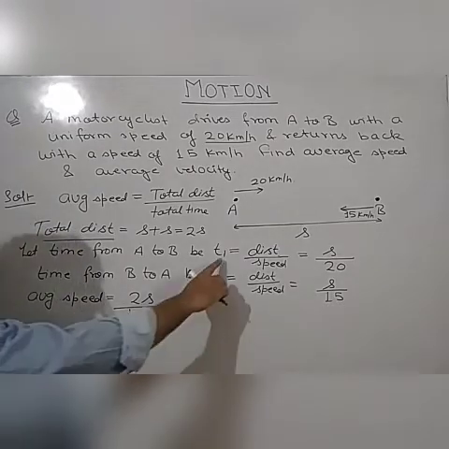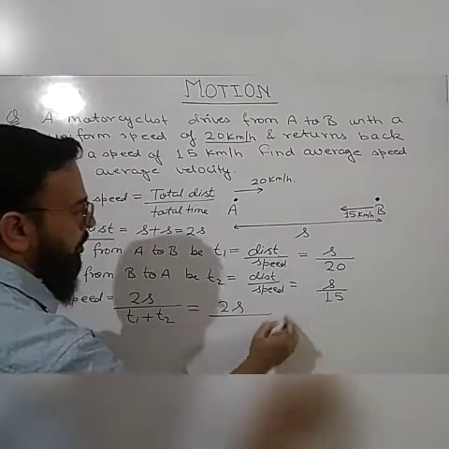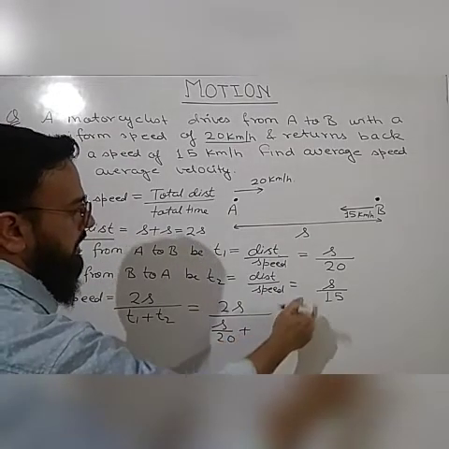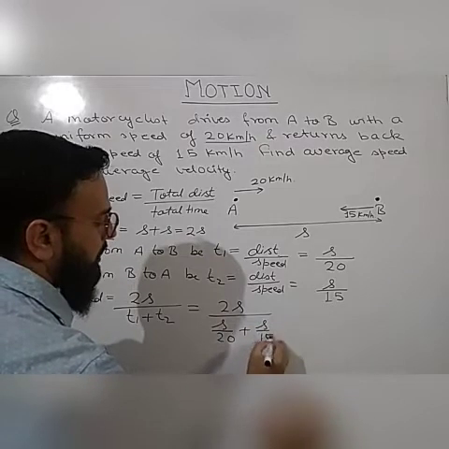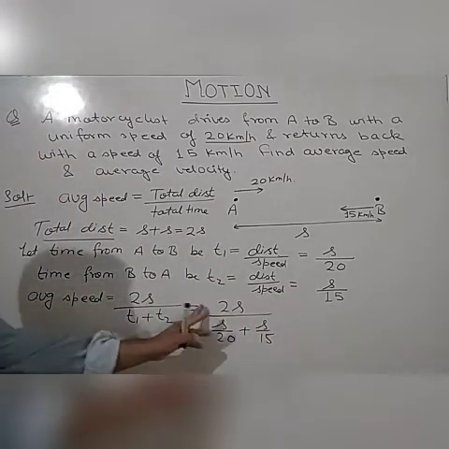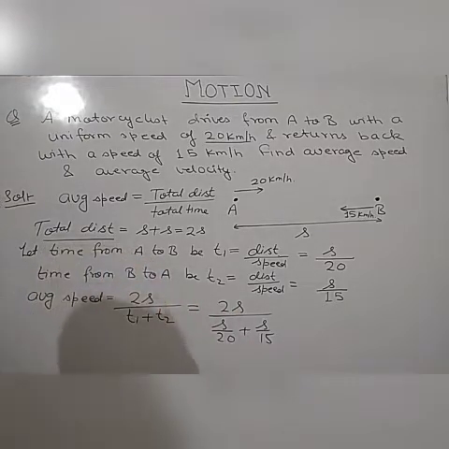Now we can put the value of T1 and T2 also. So we will get 2S upon, T1 is equal to S upon 20, plus T2 is equal to S upon 15. Now you have to solve this term, 2S upon S by 20 plus S by 15, and you will get the average speed. So solve it.